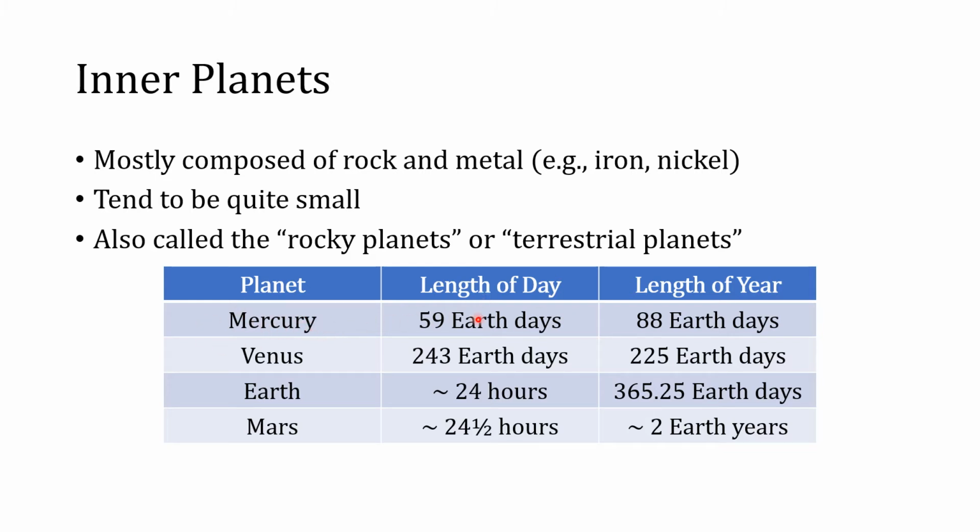So in the case of Mercury, 59 Earth days would have to go by in order for one day to go by on Mercury. So that's for the planet to turn around once on its axis. So let me see if I can draw this for you.